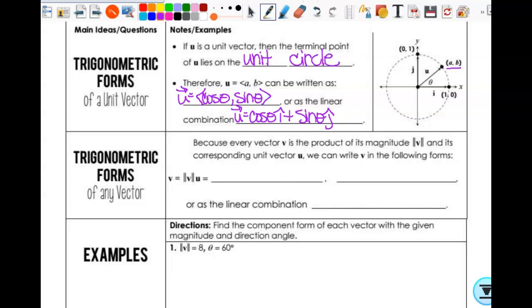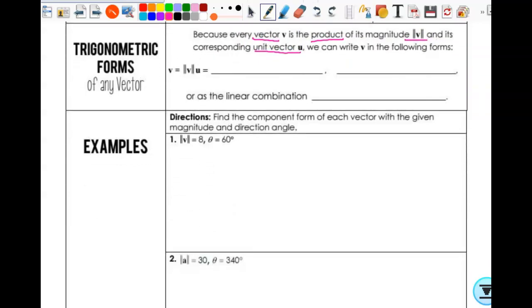All right, so every vector is the product, which means we're multiplying, of the magnitude and its corresponding unit vector. We can write this as, so this is vector v, this is the magnitude of v times the unit vector. So magnitude of v times <cosine theta, sine theta>.